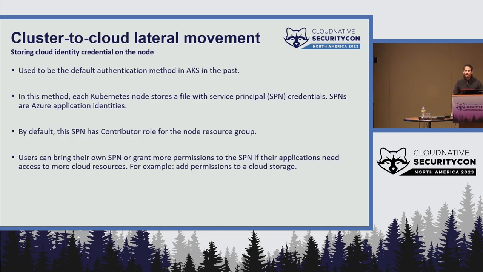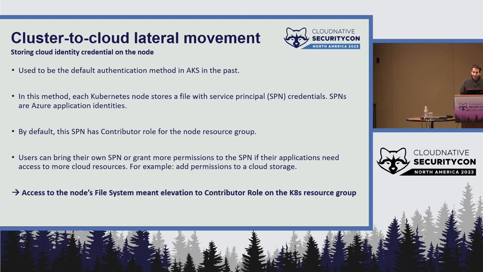So we are starting off with the way that AKS used to authenticate with Azure resources. With this method, AKS stores a file that has a service principal secret on it, and it was stored on each of the Kubernetes nodes. Service principals are application-based identities in Azure. They are like service accounts in Kubernetes. With this authentication method, access to the node's file system meant elevation to a contributor role, scoped to the Azure resource group that hosts the cluster.